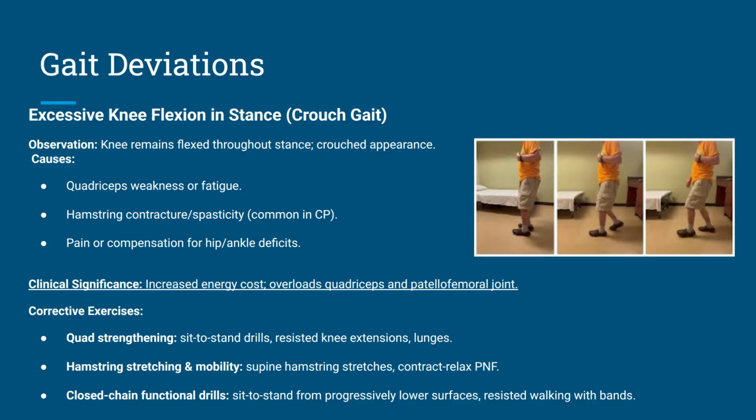Secondary compensations: increased trunk forward lean, increased hip extensor demand, shortened step length, and a slower gait speed.